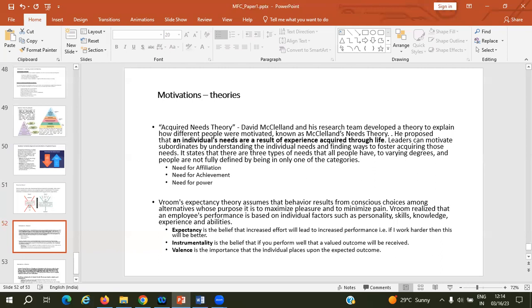You need power. If you command people, you are happy. If you instruct people, if people are working under you, you are authoritative, you are dominating, then you are happy. That is need for power. Need for achievement.